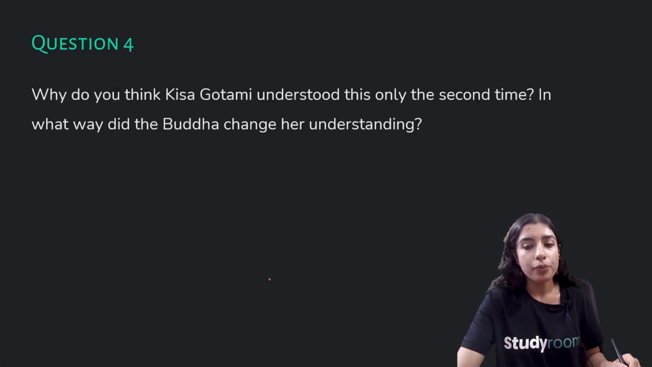Question number 4. Why do you think Kisa Gautami understood this only the second time? In what way did the Buddha change her understanding? So, earlier, she could only see her own grief. That is, she was being extremely selfish about her only grief and did not realize that everyone has grief in their lives, especially over the death of a beloved.